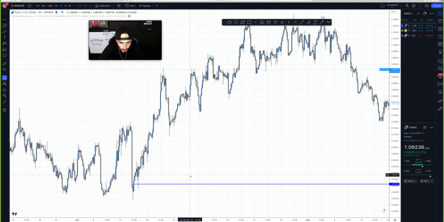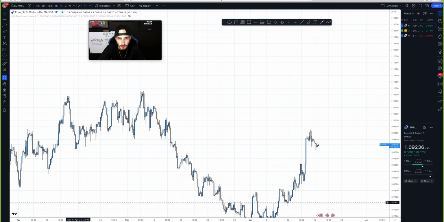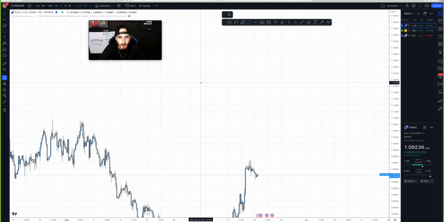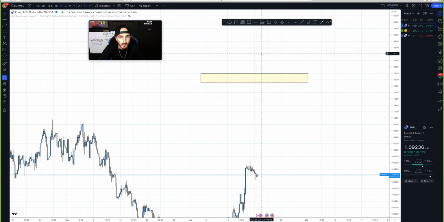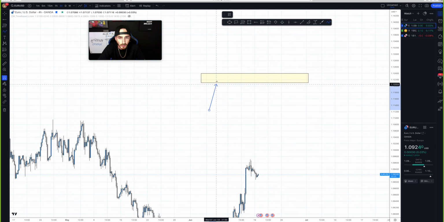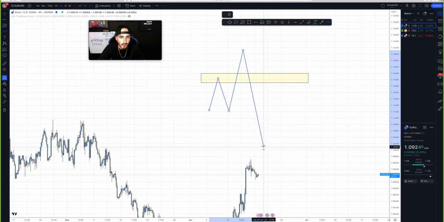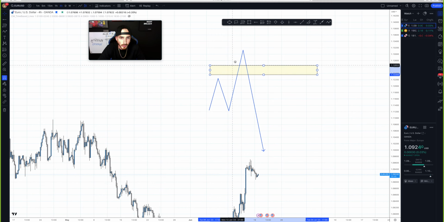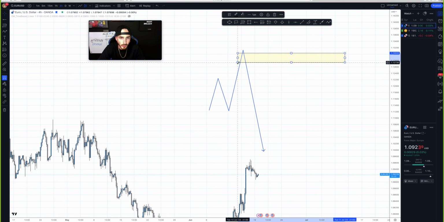Now ideally, this is how it's going to work. For example, you have an area of supply, right? Area of supply created something like this. What you want is for your previous contrary candle not to be touched. So you want something like this, right? And your supply would be at the previous contrary candle before the push.